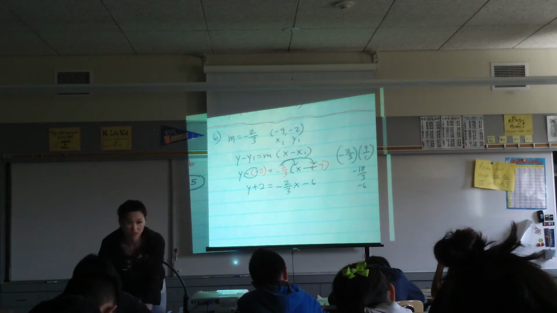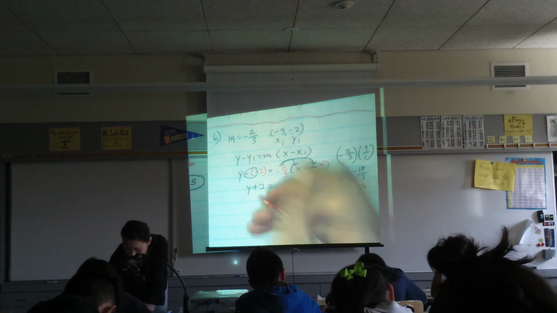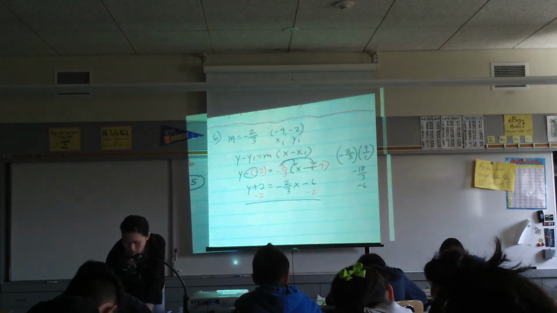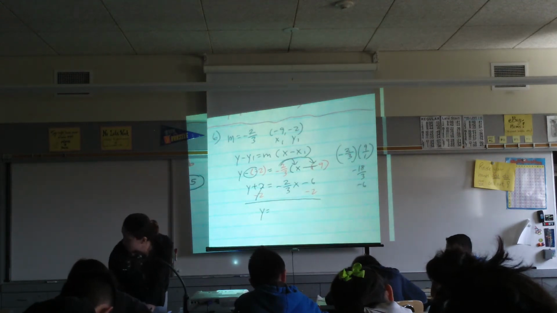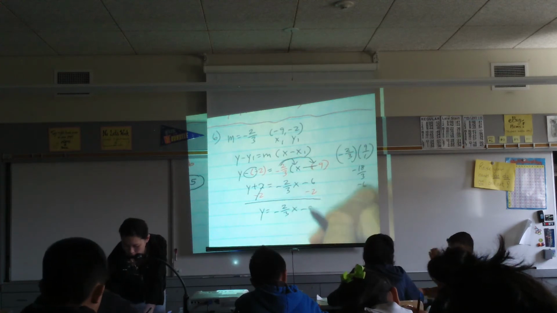And how do I leave it in slope intercept form? That means y alone. You subtract 2 from both sides. Subtract 2 from both sides. Then you get y equals -2 over 3x minus 8. So this is your answer.